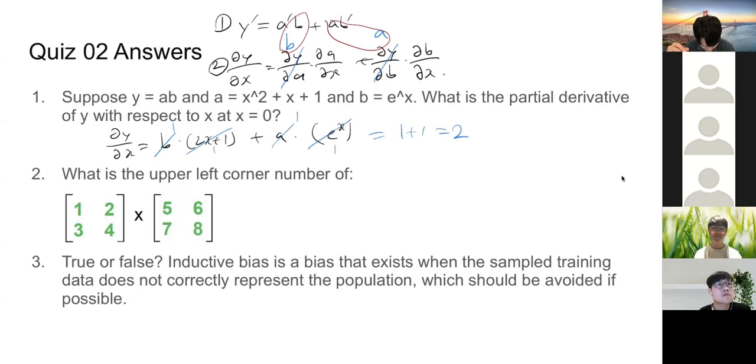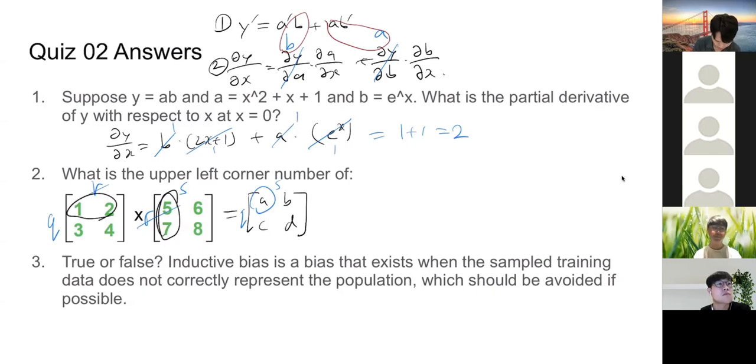Quiz number two: what is the upper left corner number of the result? We're interested in this number. We know the resulting matrix size will be 2 by 2, because we have Q, R and R, S, and the L will be canceled out. So the result will always be Q and S, and as a square matrix it will be just a 2 by 2 matrix. We also know that 5, 7 and 1, 2 should be vector multiplied, which means 5 corresponds to 1 and 7 corresponds to 2. So 5 times 1.